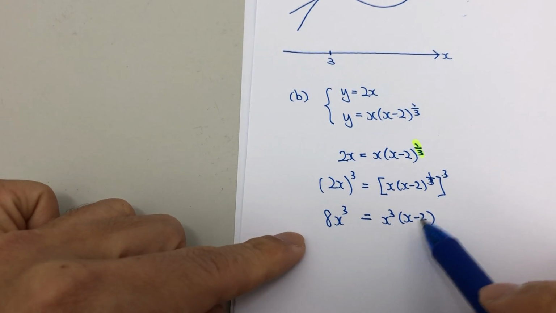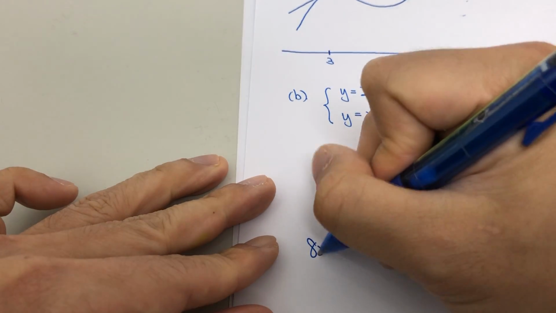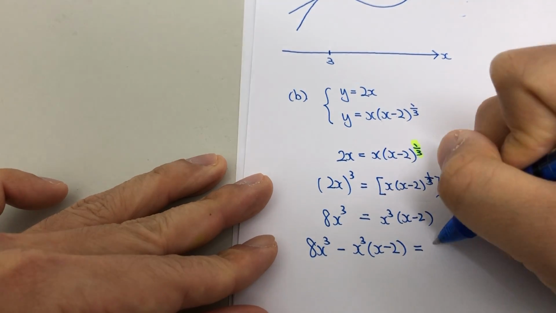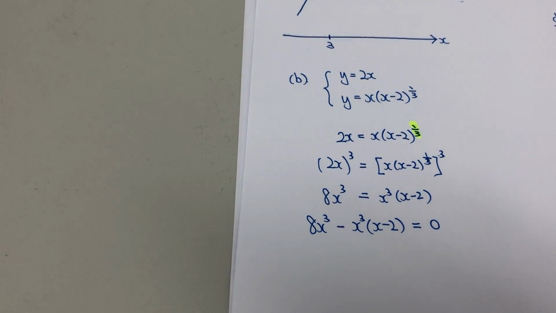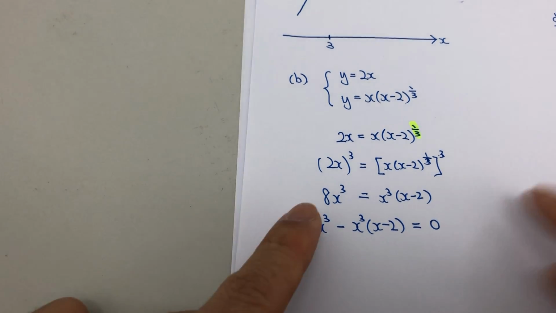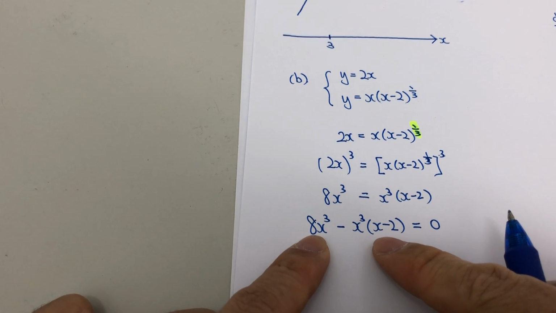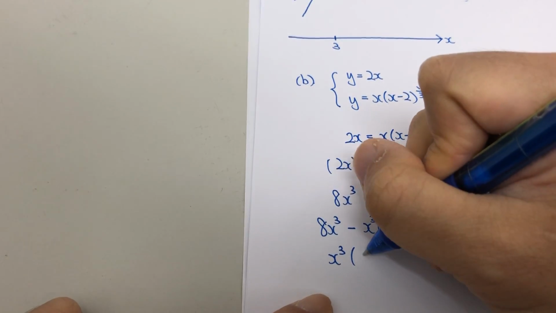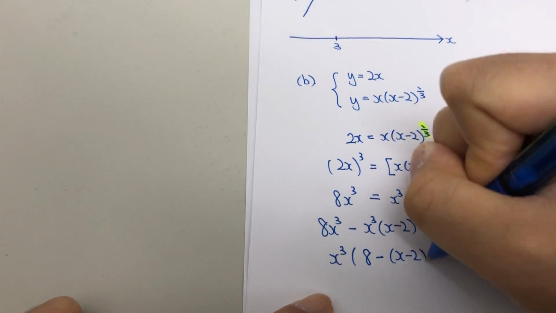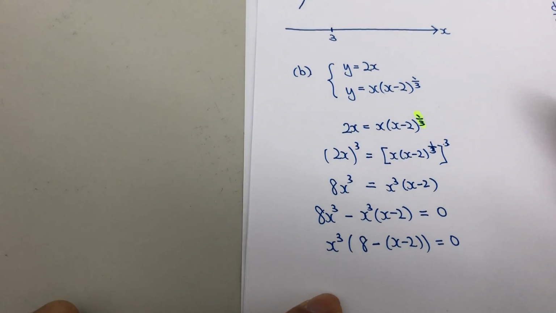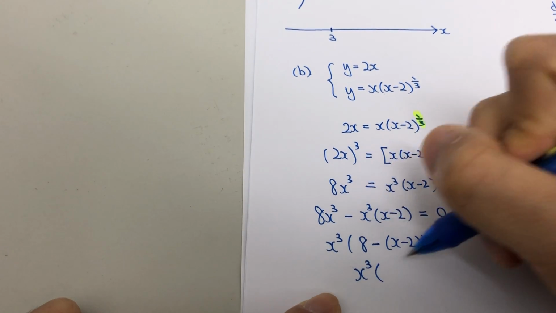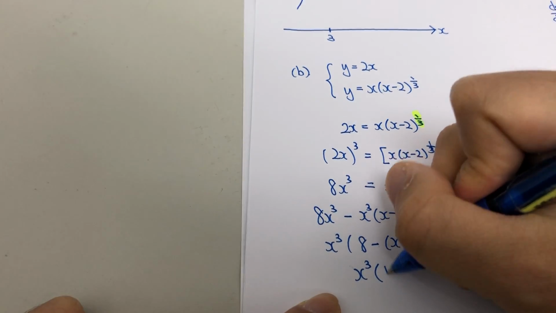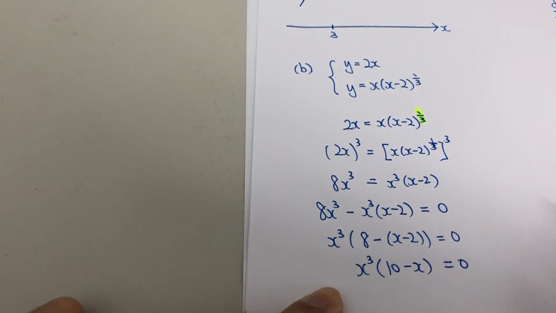And now, we should try to bring all the things together. 8x to the power of 3 minus x to the power of 3 times (x minus 2) becomes 0. So, what to do with these two terms? Any common factor? Yes, obviously, x to the power of 3. Take it out. So that we have x to the power of 3 times (8 minus (x minus 2)). So that becomes 8 minus x plus 2, so we have 10 minus x equals 0.